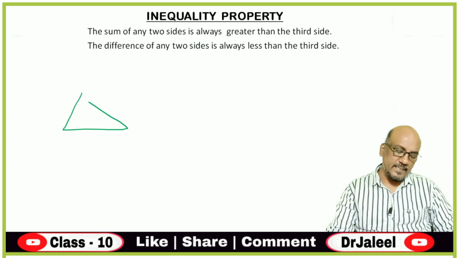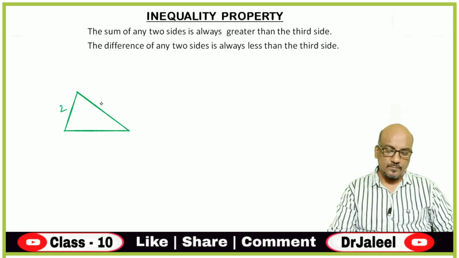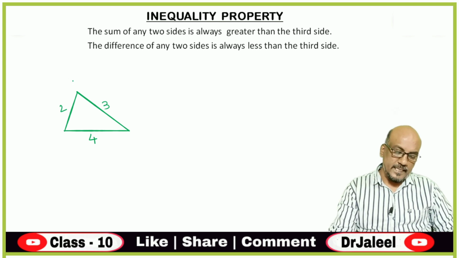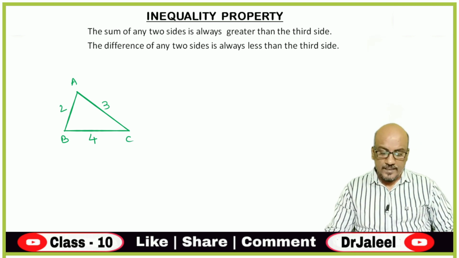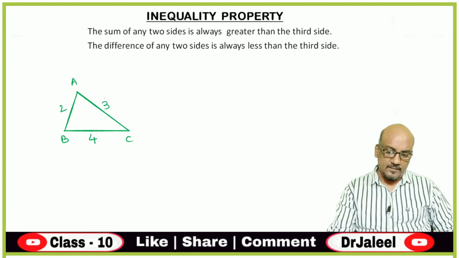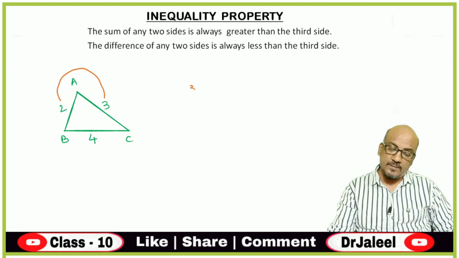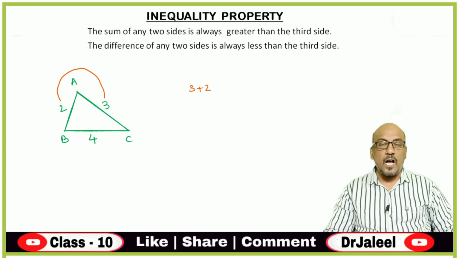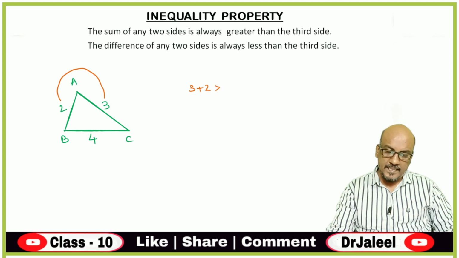I am taking a triangle here with 2 units, 3 units, and 4 units. Let us name this triangle as A, B, C. So children, in any triangle, if you see the sum of two sides, let us take these two sides, 3 and 2. The sum of these two sides, 3 plus 2, must always be greater than the third side. What is the third side remaining here? 4. So it must be greater than 4.